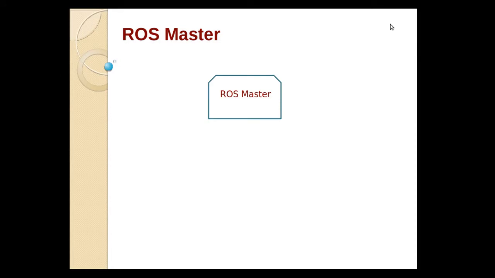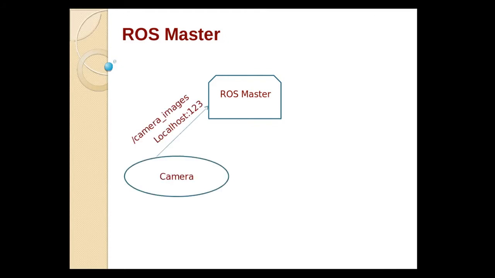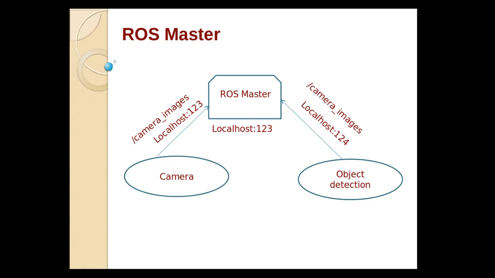In this instance, let's say we have two nodes, a camera node and an object detection node. The camera node starts by notifying the master that it wants to publish images on the topic camera images, and tells the master this is my address, and the master keeps a record of the camera node's address. Now the object detection node wants to subscribe to the topic camera images to see if there are any images, and tells the master this is my address, and the master keeps a record of it.